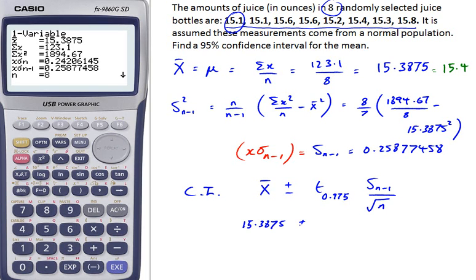So here we're going to have 15.3875 plus or minus the t-value, which we do not need to state there, but we do have the other values, 0.2587748 all over the square root of 8.